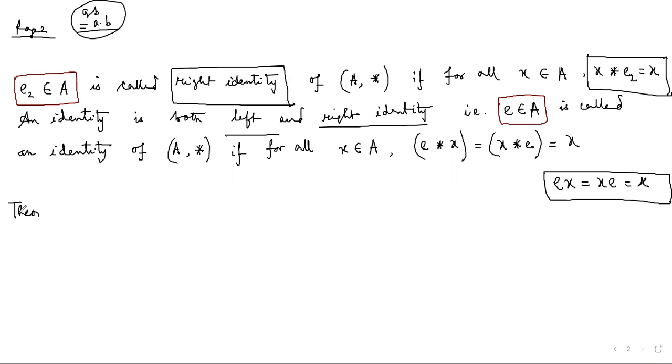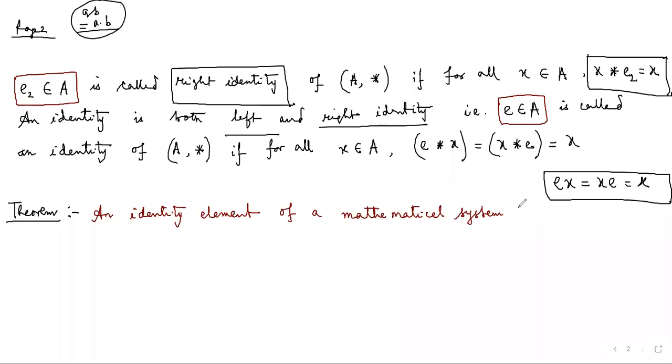Now I am going to prove a very simple theorem. It looks very simple, but it's also very important. Okay, so the theorem goes like that: an identity element of a mathematical system A star, if exists, this is very important, if exists, is unique.